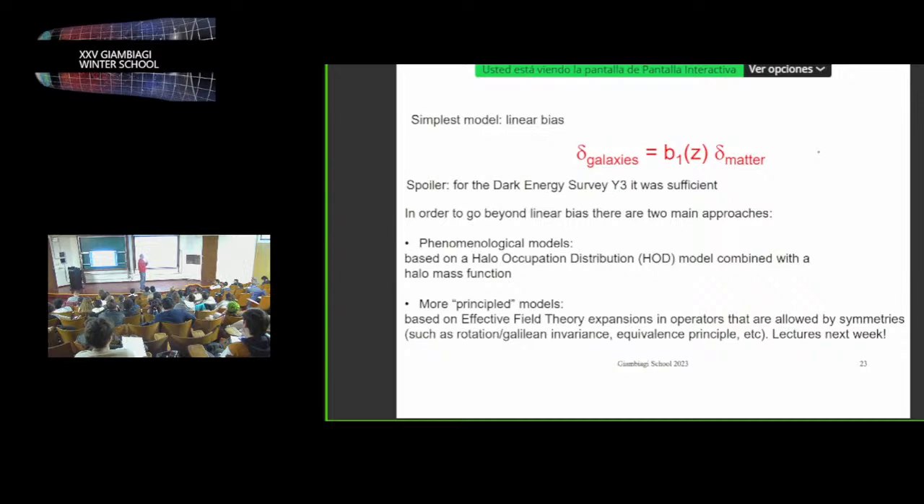Right. But that's very good, because in DES we not only look at galaxy clustering, we also look at galaxy weak lensing. Oh, okay. And the weak lensing is bias independent. Fantastic. So we can break the degeneracies with this. Could you not also use the fact that the bias should vary depending on which mass bin of halos you're looking at? Would that help?